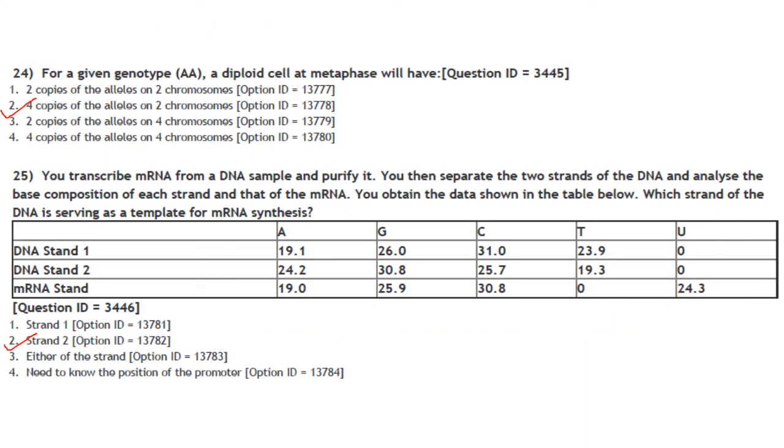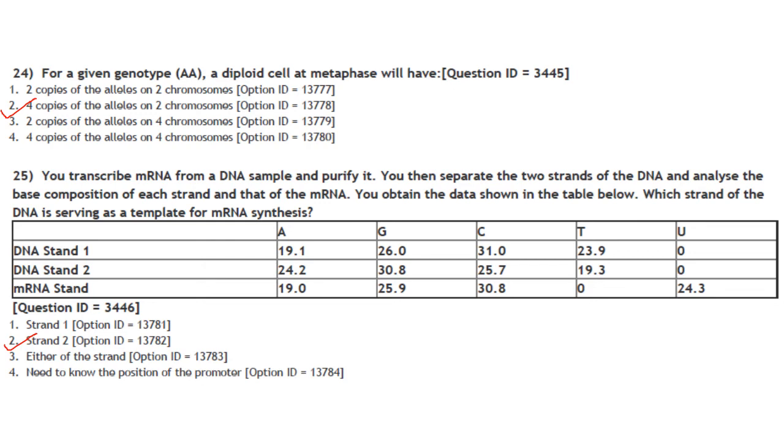So coming to the next question. For a given genotype capital A, a diploid cell at metaphase will have... So it will have, sorry, 4 copies of the alleles on 2 chromosomes. Answer 2 is the answer.